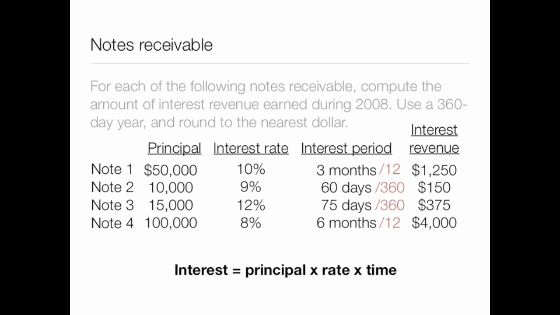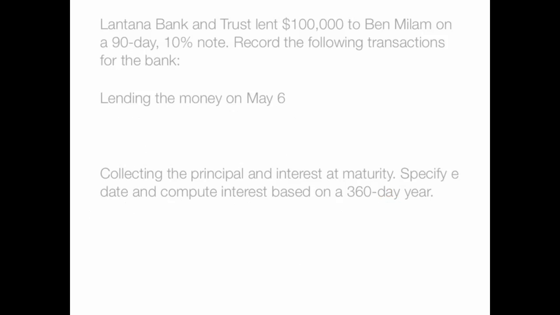So let's look at some journal entries for notes receivable. Lantana Bank and Trust lent $100,000 to Ben Malam on a 90-day 10% note. Record the following transactions for the bank. Lending the money on May the 6th. So we start with our date, May the 6th, and when we're lending money, that means someone owes it to us. That's called a note receivable, and we're giving them cash. So we credit cash for $100,000.